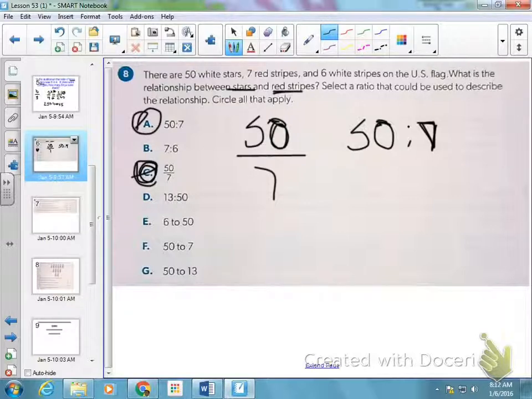Also, I can do 50 to 7. So F works. Now, I know G doesn't work because it's 50 to 13. Now, I could multiply the top and bottom by some number and get some equivalent ratios, but right now, those are the only 3 out of our options that are going to work for that.